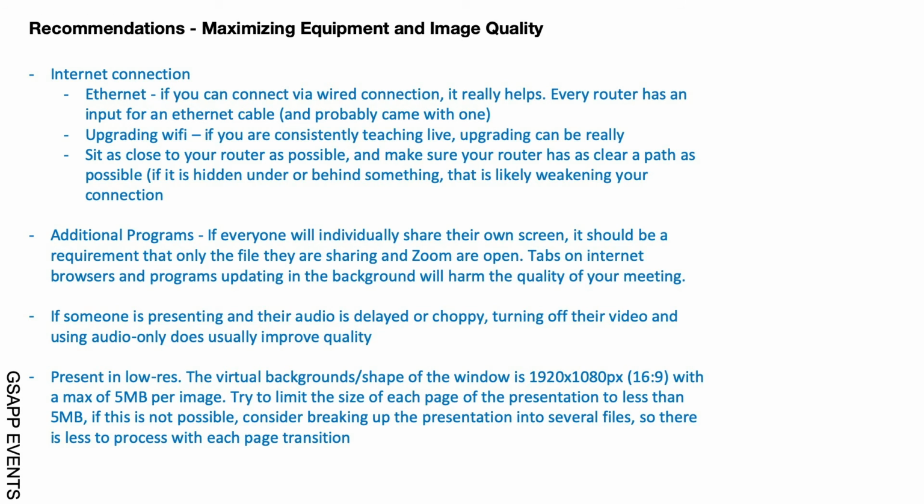You can consider upgrading your Wi-Fi if it's a consistent issue that you're having trouble with the fidelity of your videos, especially your audio. And then also you can make as clear a path to your router as is possible. If your router is behind something because you don't like the way that it looks because it's messy, that might be interrupting your quality.